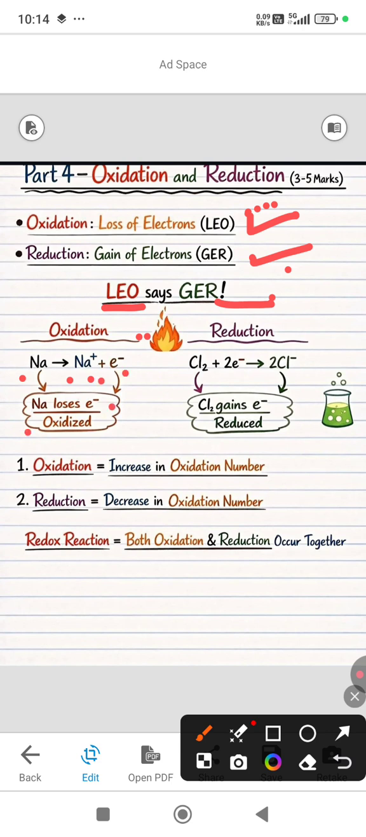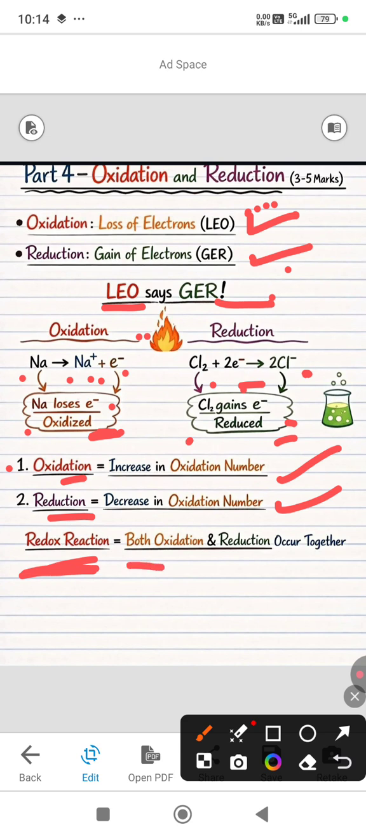Here Na loses electron, so it is oxidized. In reduction, Cl2 plus 2e- gives 2Cl-, means chlorine gains electron here, so it is reduced. In oxidation, there is always increase in oxidation number, and in reduction there is always decrease in oxidation number. So what is redox reaction? Where both oxidation and reduction occur together, that reaction is known as redox reaction.